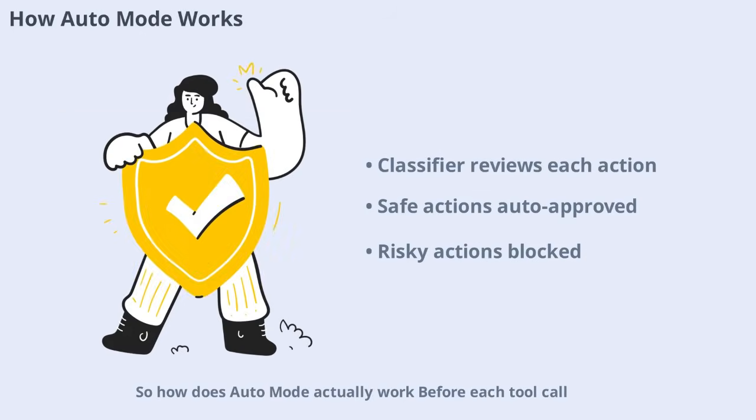So, how does Auto Mode actually work? Before each tool call, a separate classifier model reviews the action. If it's safe, like editing a file or running a local operation, it goes through automatically. If it's risky, think mass deletions, data exfiltration, or malicious code, the classifier blocks it. If Claude repeatedly tries blocked actions, you'll be prompted for approval. The classifier runs on Claude Sonnet 4.6, regardless of which model you're using for your main session. This ensures a consistent layer of safety across all your coding activities.